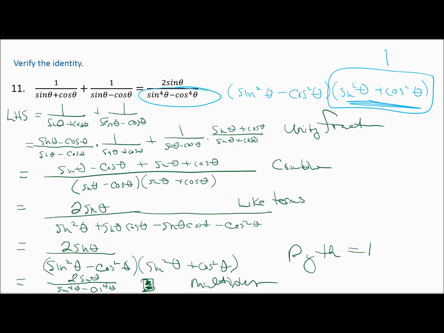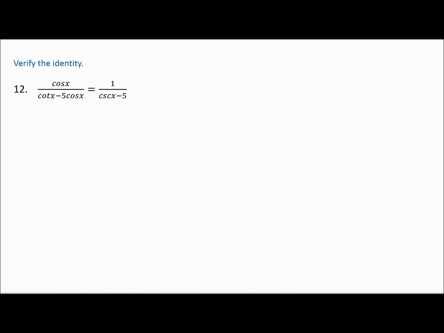Okay, end of proof. So to verify the identities in the review, I'm going to start with the left-hand side. It does appear to be the more complicated one. I'm going to warn you, this is a pretty long proof, so I may make a mess of the board here, but I'm going to try to keep it organized.